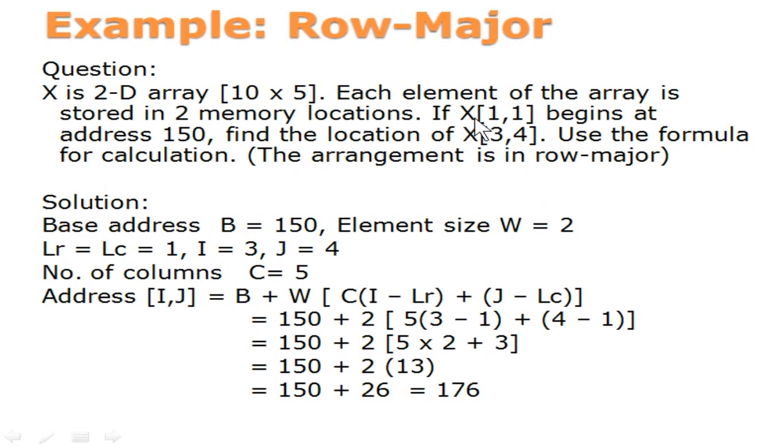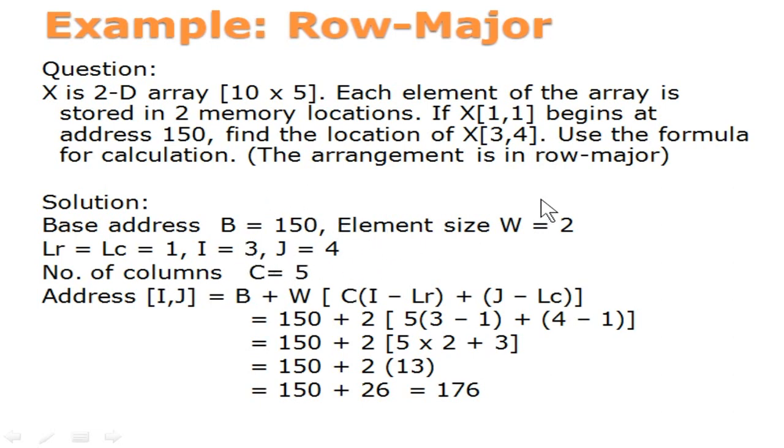You can see x 1, 1 begins at, that is the beginning value, right? So this is the LR and LC value. So LR is 1, LC also is 1. So LR equal to LC equal to 1. Okay. Then you should know the I and J value. So you can see find the location of 3, 4. So this should be the I and J value. So you got I equal to 3 and J equal to 4.